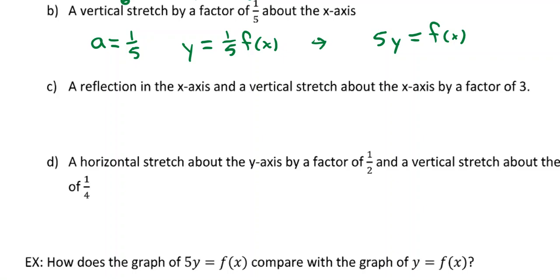Okay, a reflection in the x-axis and a vertical stretch about the x-axis by a factor of 3. Let's write these down, especially when you start getting more than one, just so we can get them all. So it says a reflection in the x-axis and a vertical stretch. I'll do vertical stretch first. So vertical stretch of 3.